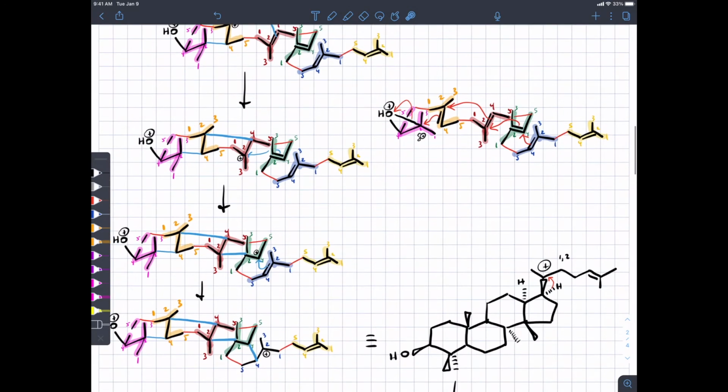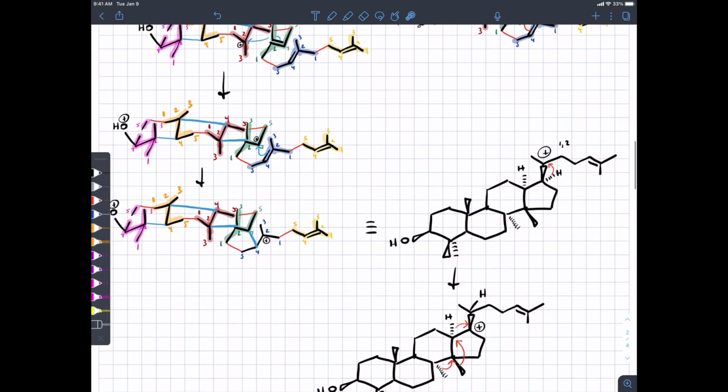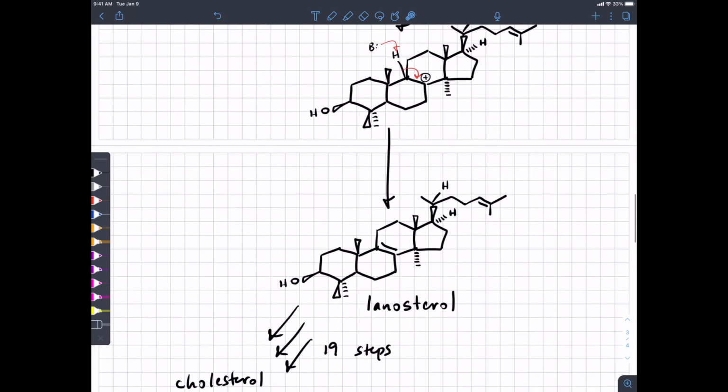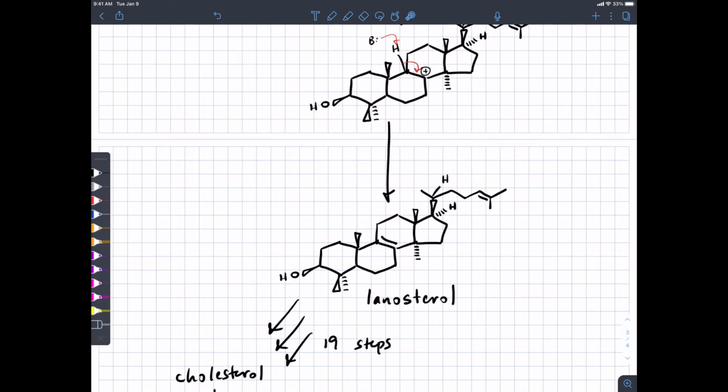Being able to recognize correct steps that give you the final product is important. Anything else you want to ask about that? Making the bonds, the 1,2 hydride shifts.